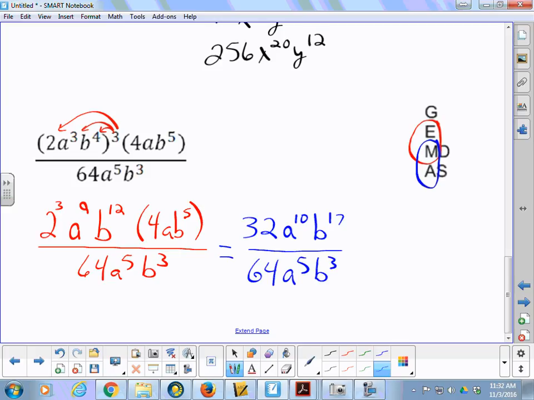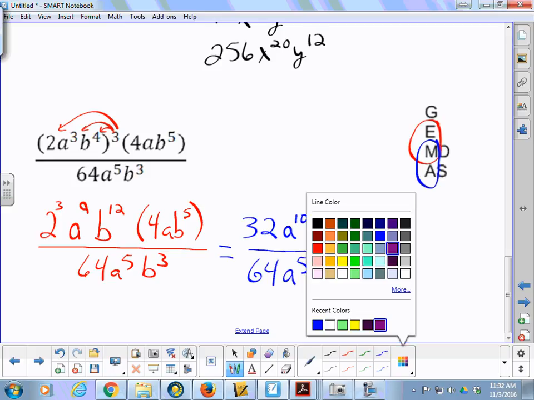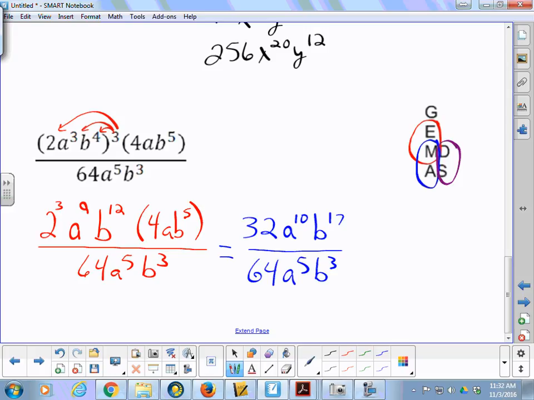All right, and our last step here then, we are dividing, so we are going to subtract. Well, first of all, we have 32 over 64, so 32 goes into 64 twice, so I'm going to put that in the denominator. All right, now if you want to write it as 1/2, you can. So then we take our exponents, and a to the 10th and a to the 5th, so 10 minus 5 is 5, so we have a to the 5th in the numerator, and b to the 17th over b to the 3rd, 17 minus 3 is 14. So our final answer there, a to the 5th, b to the 14th over 2.